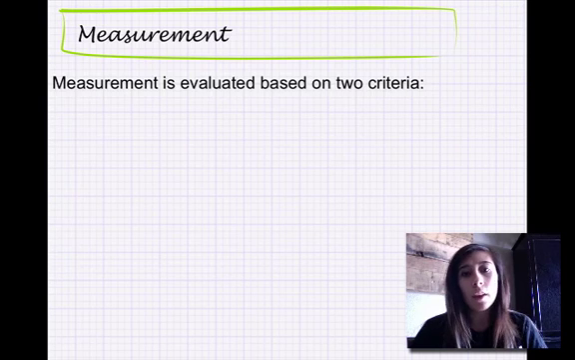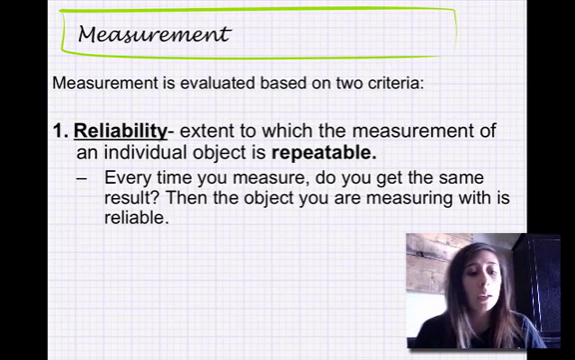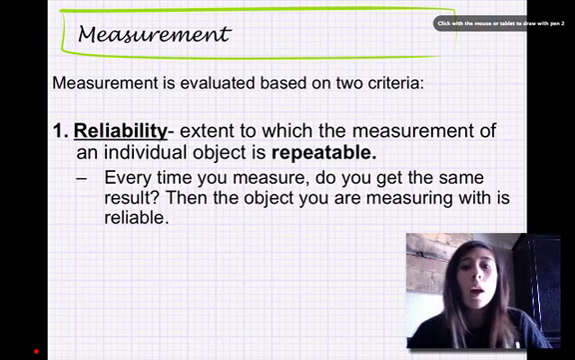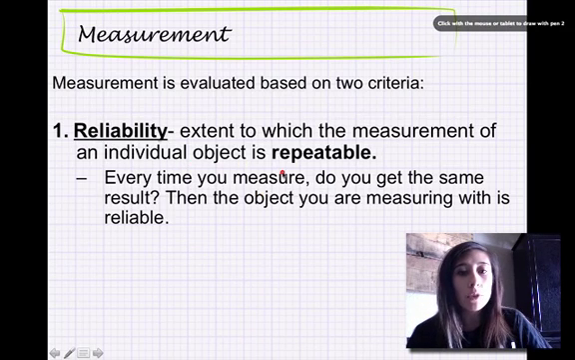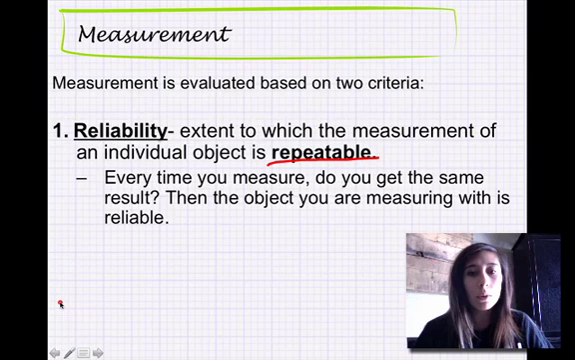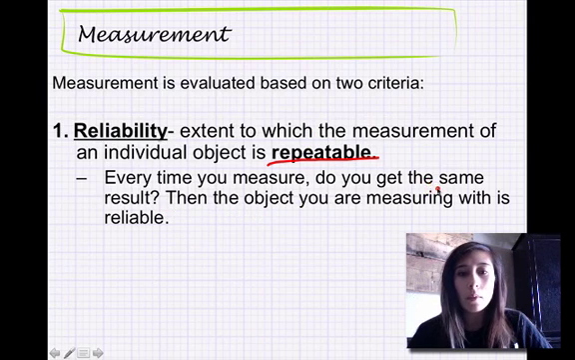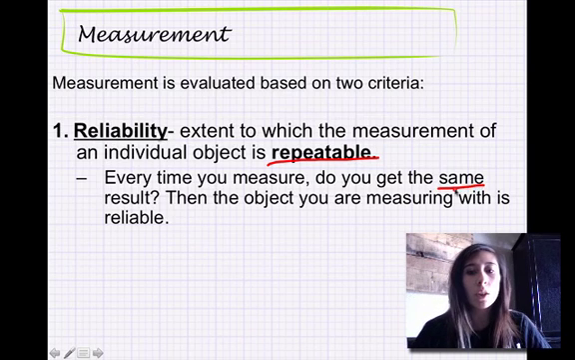Measurement can be evaluated based upon two criteria. The first is reliability, and reliability is the extent to which the measurement of an individual object is repeatable. Every time you measure, do you get the same result? If you do, then the object that you are measuring is reliable.